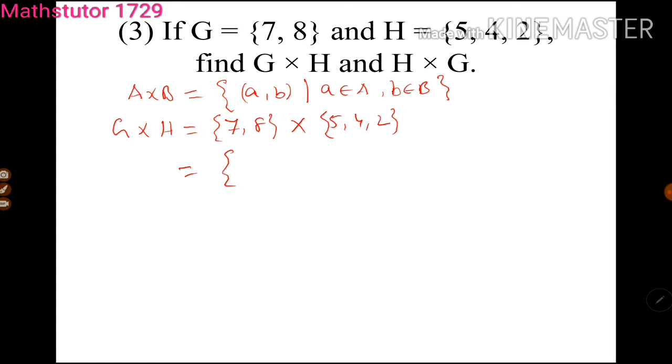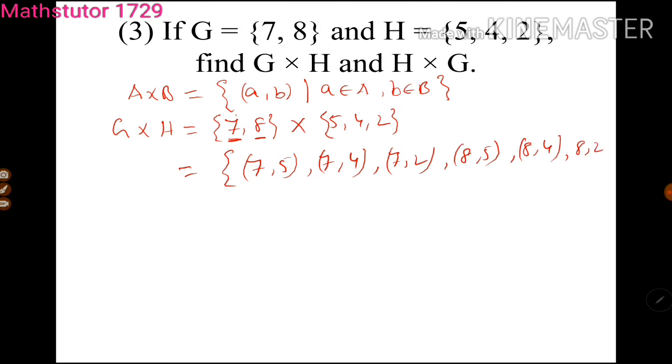Now make the ordered pairs like that. First fix the element 7 in the set G, then make ordered pairs with the elements in H: (7, 5), (7, 4) and (7, 2). Now fix the element 8 and make the ordered pairs with the elements in set H: (8, 5), (8, 4) and (8, 2). This is the Cartesian product of sets G and H, which means G cross H.